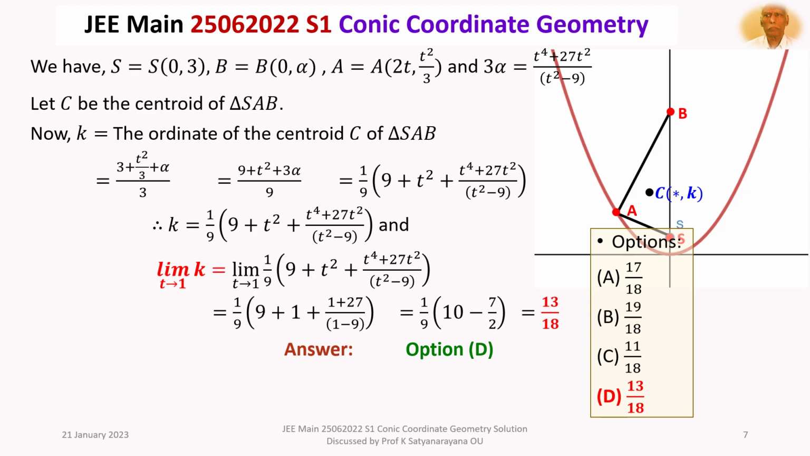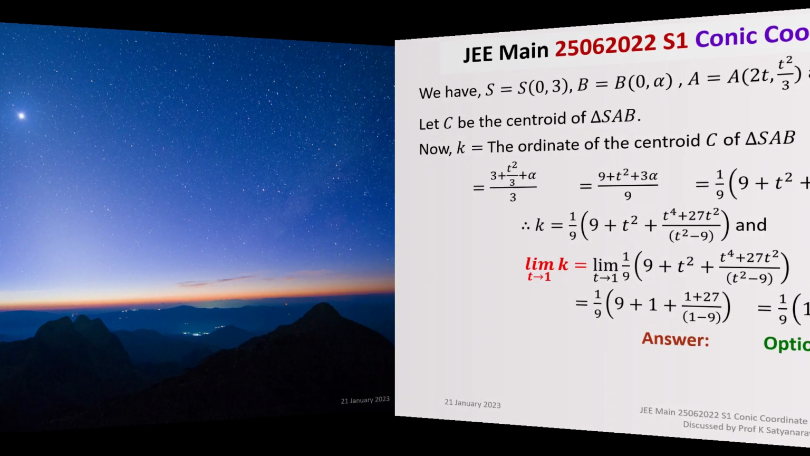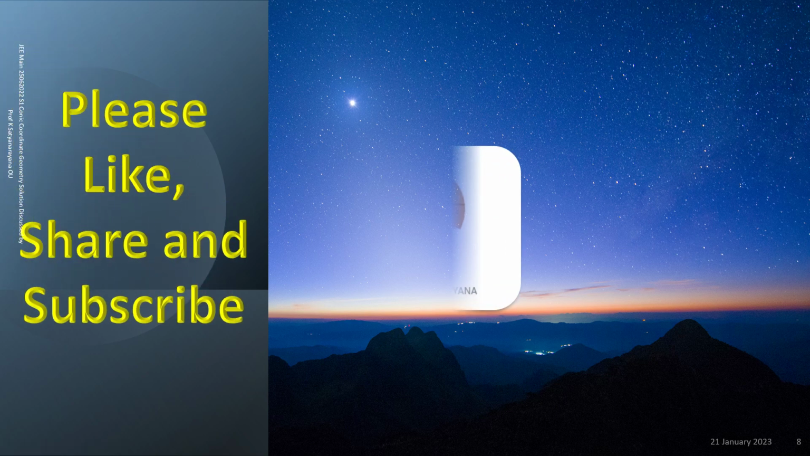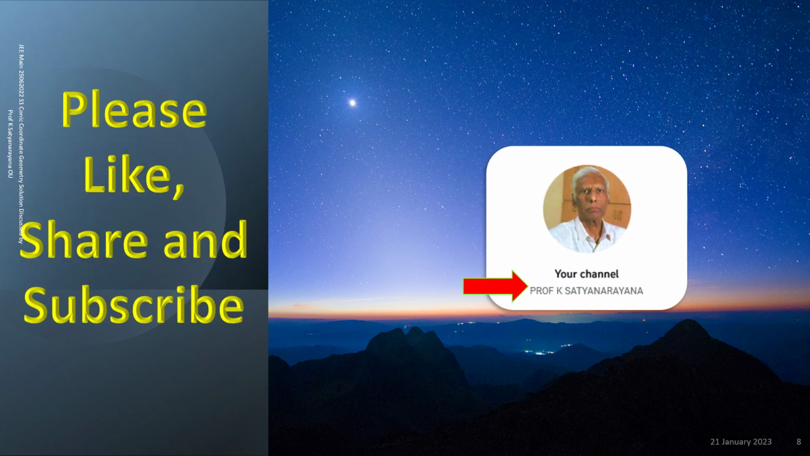So that is the detailed discussion of the solution of the problem from the section coordinate geometry. I am sure that you have understood the solution of this problem.